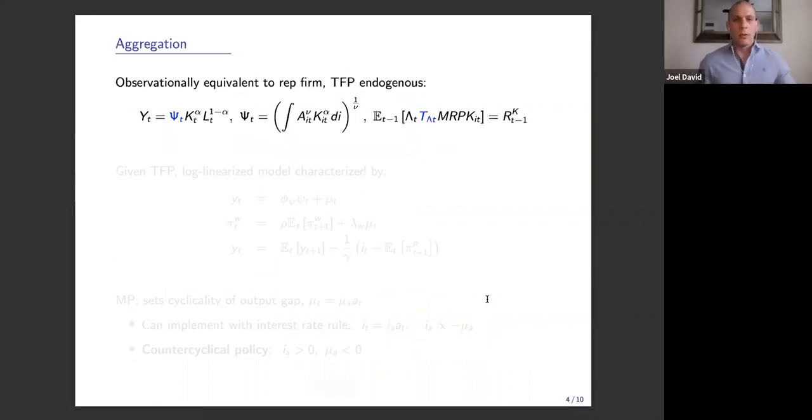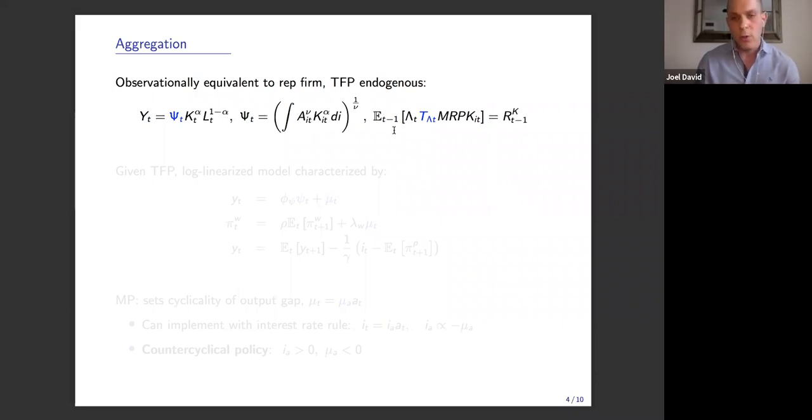Okay, so in a first result, we can show that despite the rich heterogeneity, we can aggregate this economy and show that from the macro perspective, it's observationally equivalent to a representative firm economy, but where TFP is endogenous. Okay, so in the first equation here, I'm showing that the model admits a standard aggregate production function with this TFP term psi_t in blue. In the second equation, I'm showing that TFP is just an average of all the firm level productivities weighted by their shares of the capital stock.